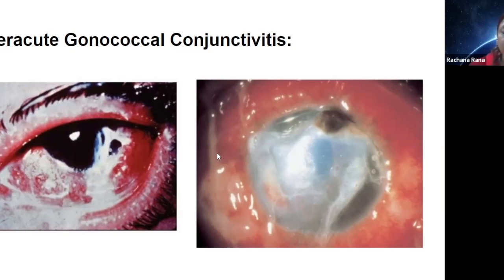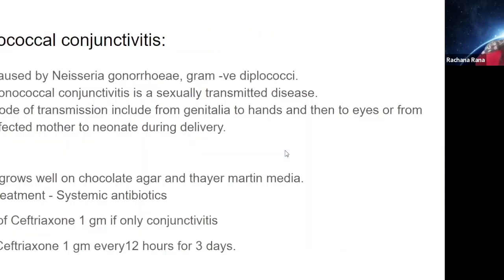So this is a very acute condition. Here, this is gonococcal conjunctivitis in a neonate. It's a very severe form. In 1 or 2 days, it ends up in marked thinning of the involved area. Gonococcal conjunctivitis is caused by Neisseria gonorrhoeae, which is a gram-negative diplococcus. It's a sexually transmitted disease. The modes of transmission include from genitalia to the hands, then to the eyes, and from the infected mother to the neonate during delivery. It grows well on chocolate agar and Thayer-Martin media.